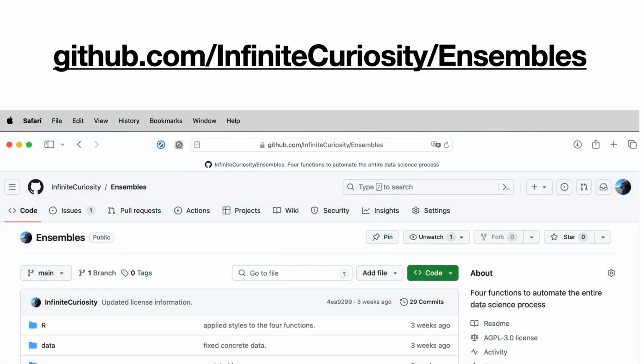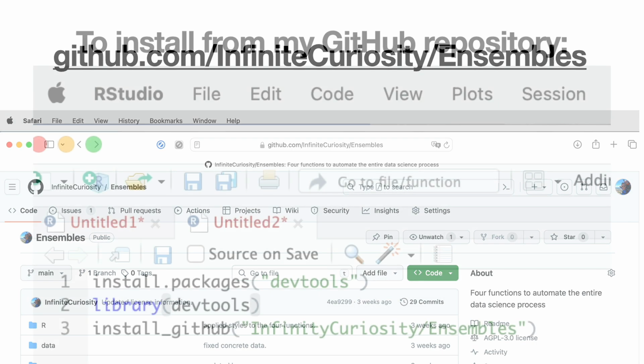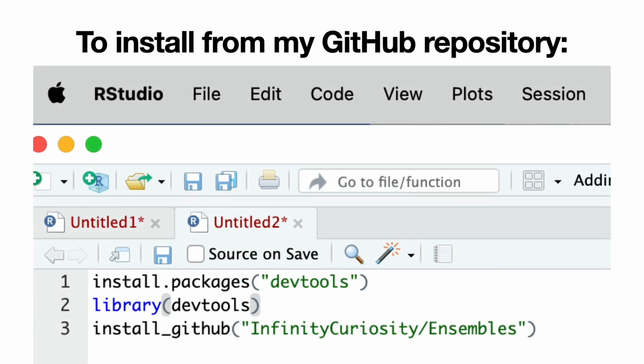If you want to get it for the moment, it's on my GitHub repository. I'm going to submit it to CRAN at some point. So that's my GitHub repository for the Ensembles package. If you want to install it from my GitHub repository, you actually need to do 3 lines of code. I know, isn't that asking so much? So those are the 3 lines.